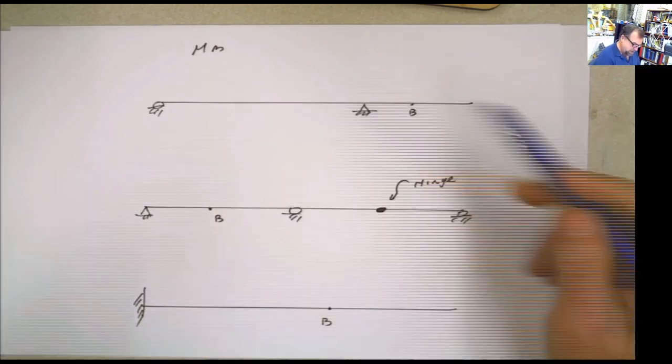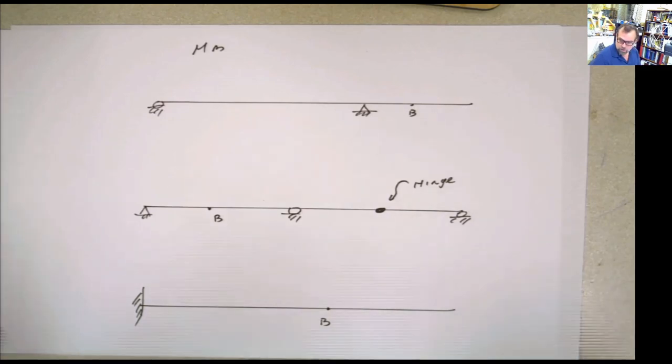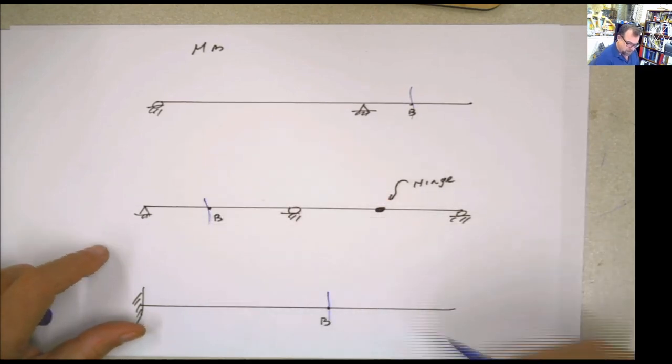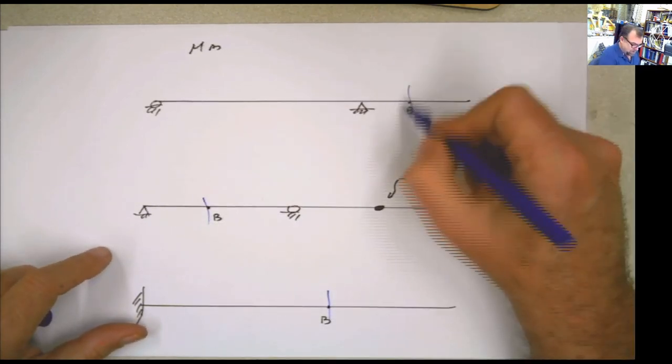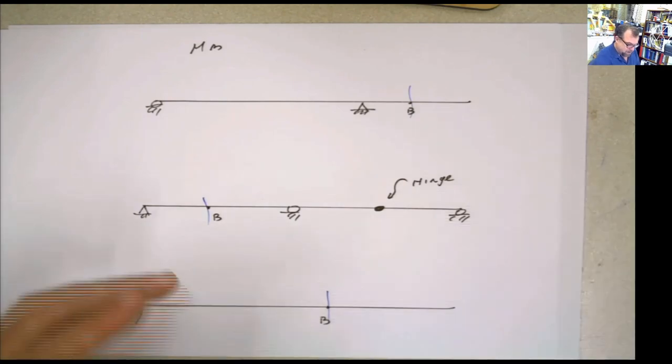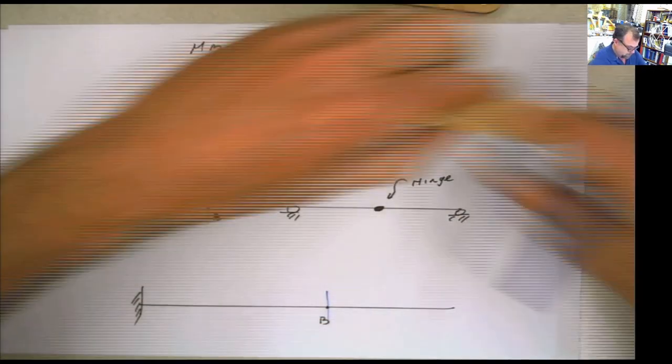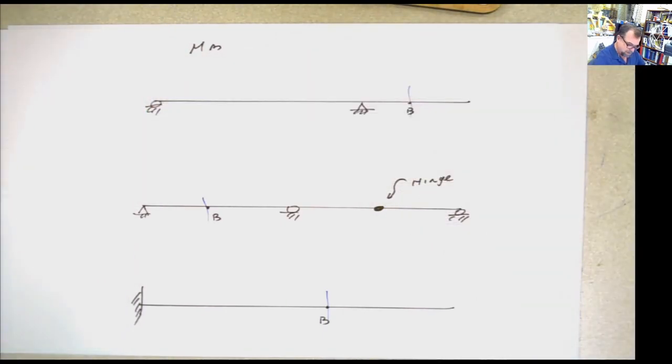So then you have this moment at B. Now, what do we have to do? Remember, every time we make a section, we have to calculate the moment. So we're going to make the section here at B. And if that was my original girder, my original beam, I'm going to change that by something, which I still don't know what that something is going to be.